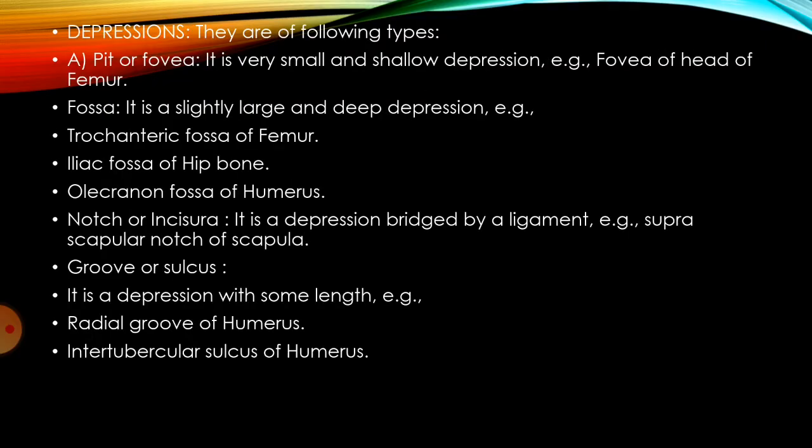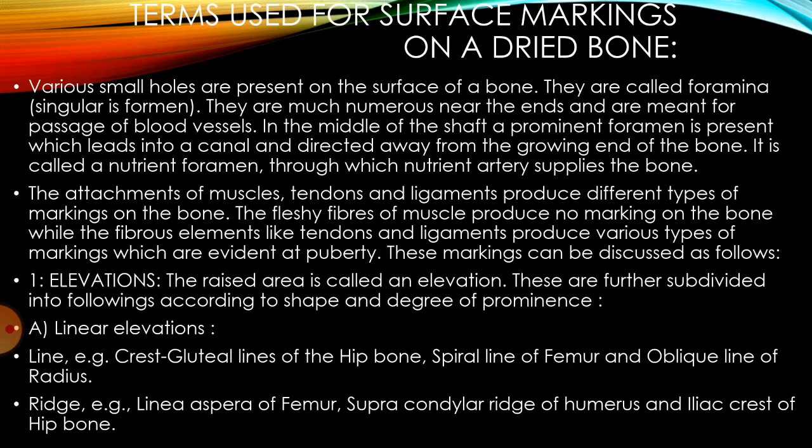Now we will discuss these markings, and if needed we will again look in the images. Very small holes are present on the surface of a bone, and they are called foramina. Singular is foramen. They are much more numerous near the ends and are meant for the passage of blood vessels. In the middle of the shaft, a prominent foramen is present, which leads into a canal directed away from the growing end of the bone. This is the rule of the nutrient foramen direction. It is called the nutrient foramen, through which the nutrient artery supplies the bone.